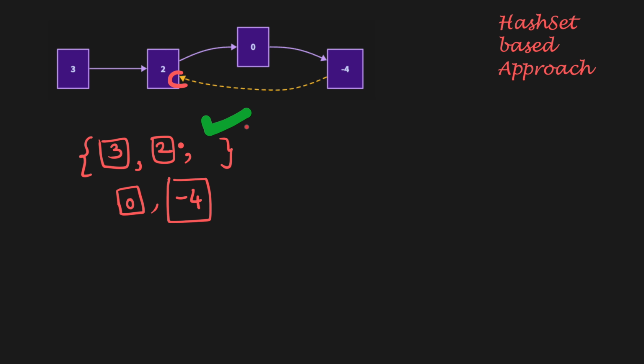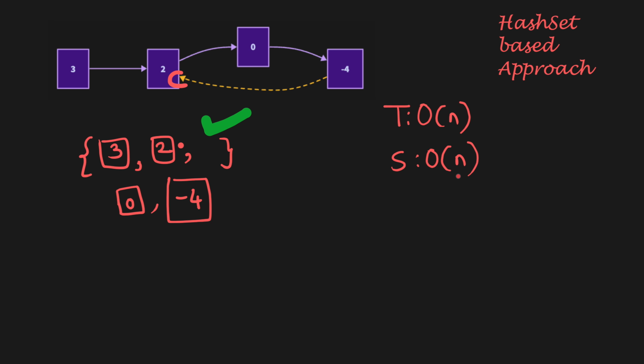This approach is easy to understand and implement and has a time complexity of O of n, where n is the number of nodes, since we are visiting each node at most once. However, there's a catch. As we are storing every single node in the set, the space complexity is also O of n. For a problem this simple, using that much extra memory feels wasteful.